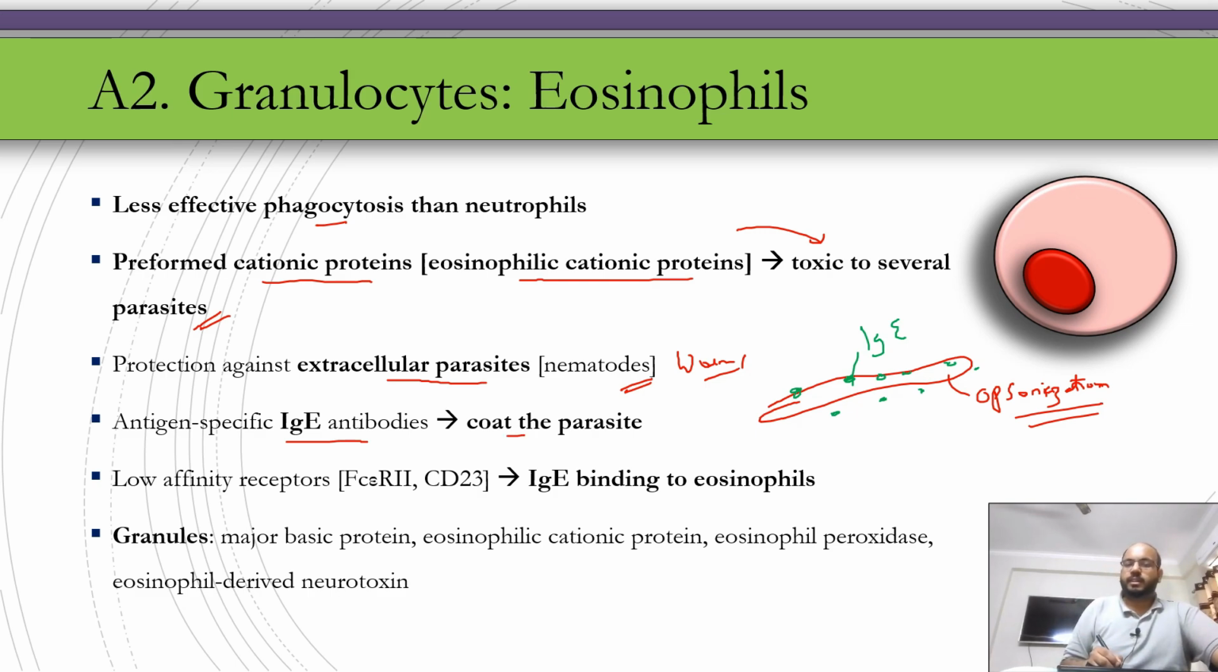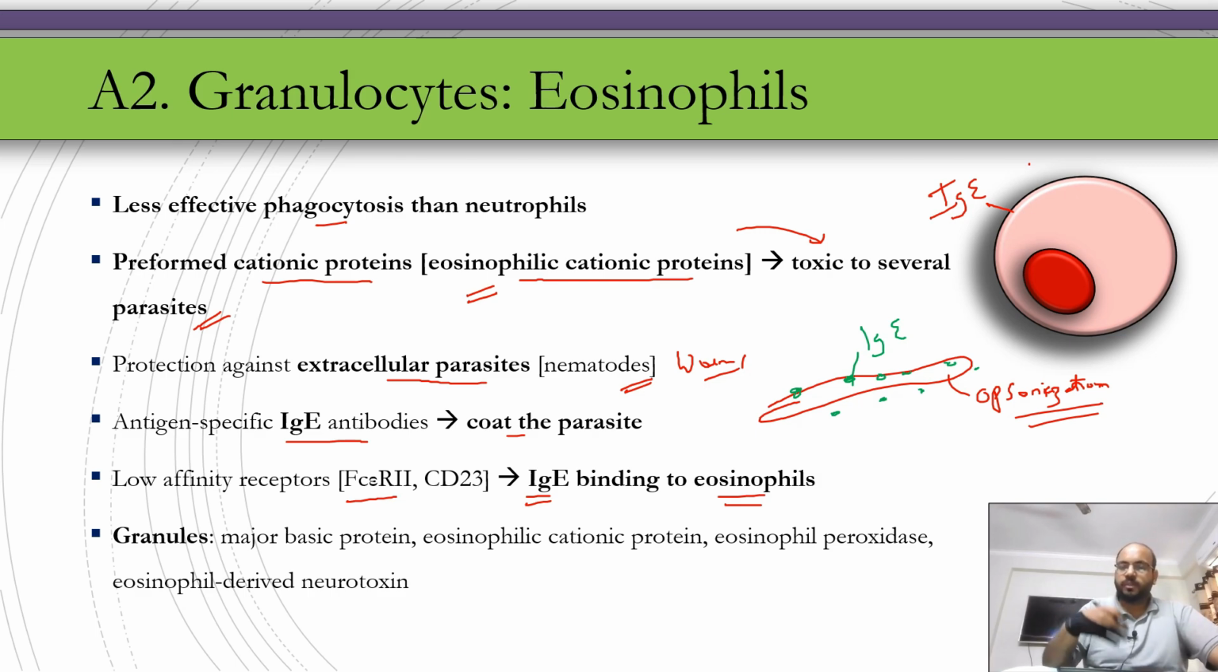Now, after the coating has been done, these IgE antibodies can make the worm or parasite more antigenic. Eosinophils also have receptors for IgE antibodies, namely Fc epsilon R2 or CD23, and IgE also binds to eosinophils. Why? Because remember, eosinophils, even after secreting IgE, have other functions also, namely eosinophilic cationic proteins. Now, how will these proteins be released? They will be released by stimulation by IgE.